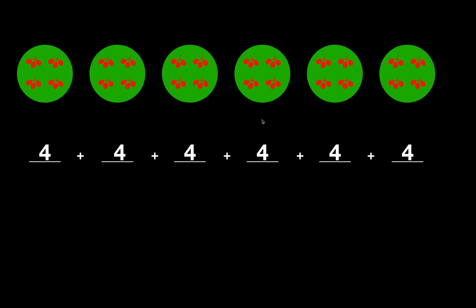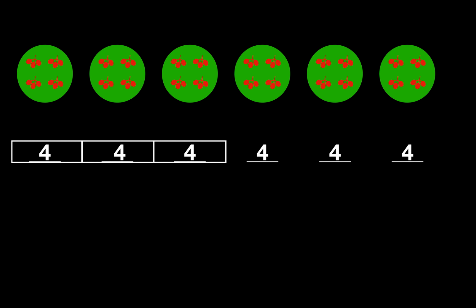But for using bar models, we're going to get rid of our plus signs. So the bar model is just like the repeated addition, except we're just using bars. Think of this like a big chocolate bar or a Hershey bar, and you're putting it into pieces, but the whole thing will make up the total.